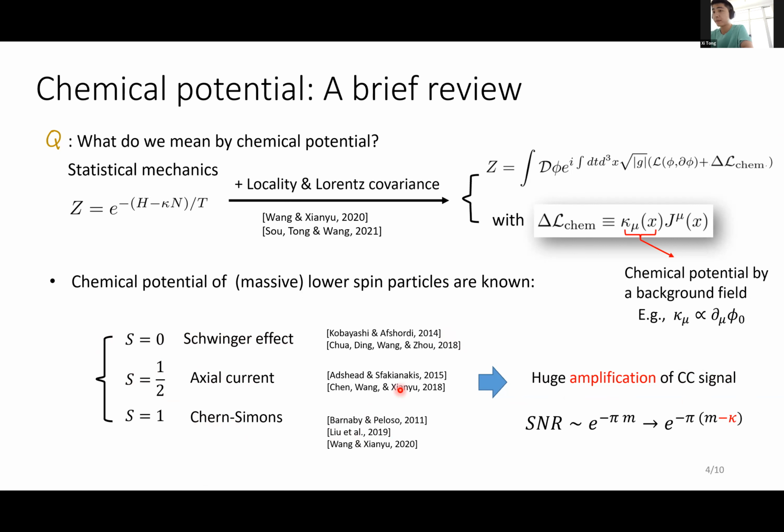In all these scenarios, it is known that a resultant CC signal receives huge amplifications from the chemical potential, where the signal size is boosted from this Boltzmann term to e to the minus pi m minus kappa, where kappa is the chemical potential and m is the mass. So you see, this is really an exponential amplification of the signal.